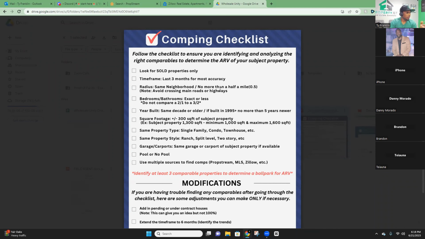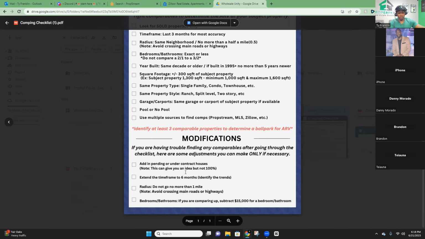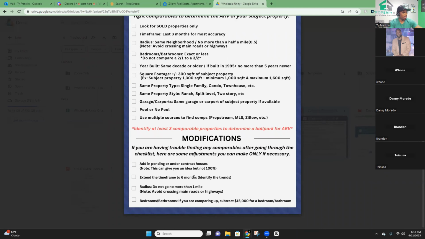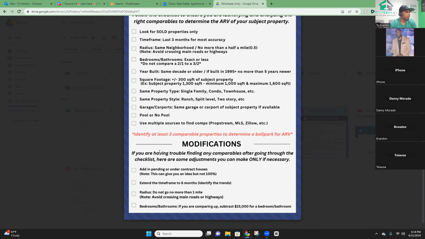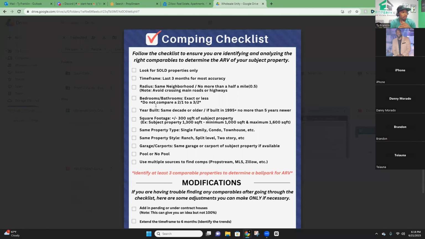Okay. Now, there's some modifications to that, right? If you go down here, you can extend the time frame, right? So all these things have certain modifications that goes with it, right? But last 3 months. Then I stretch it out to the last 6 months. Last 6 months, that's probably going to be the furthest back I go to see if I can find any comparables in a specific area.